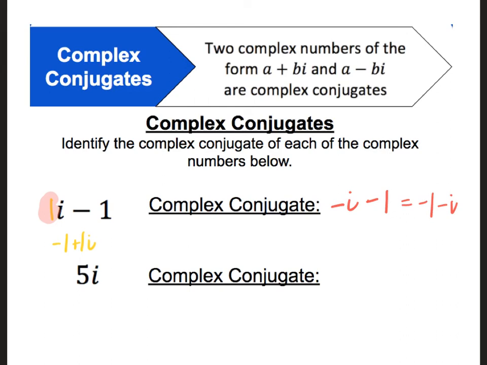And my last one, we have 5i. Again, we're changing the sign on the thing in front of i. In front of my i, we have 5. So my complex conjugate would be negative 5i because my original 5 was positive.